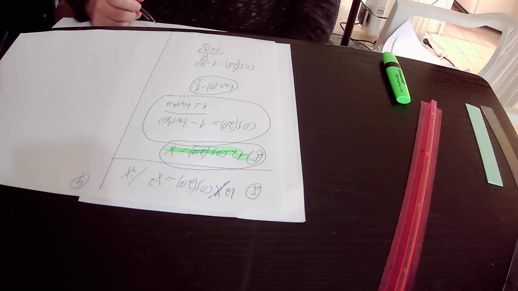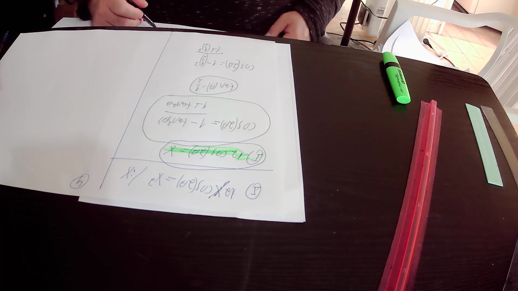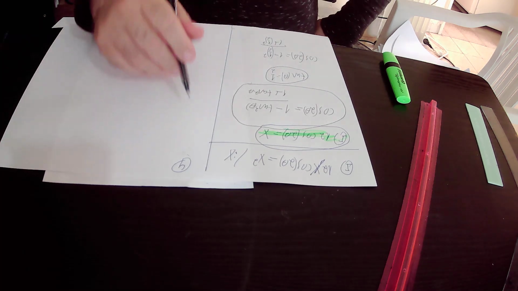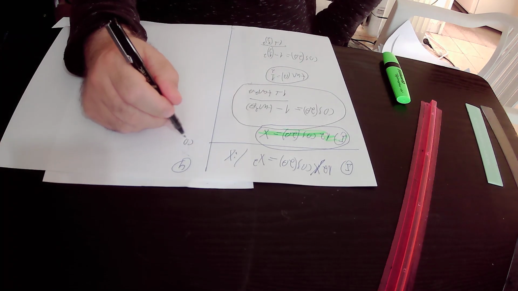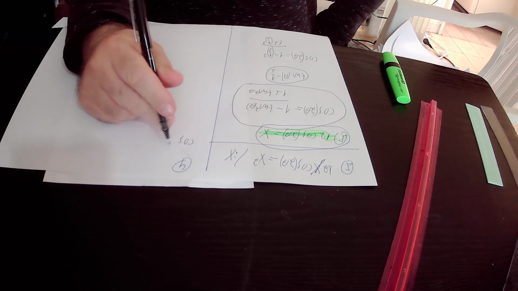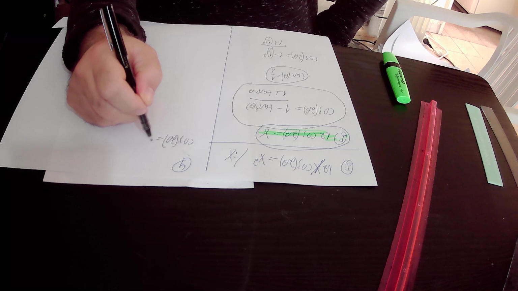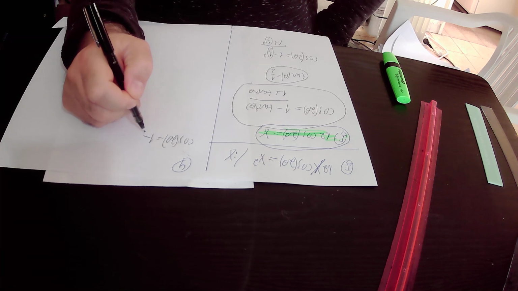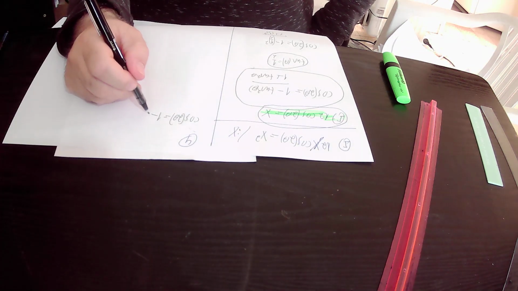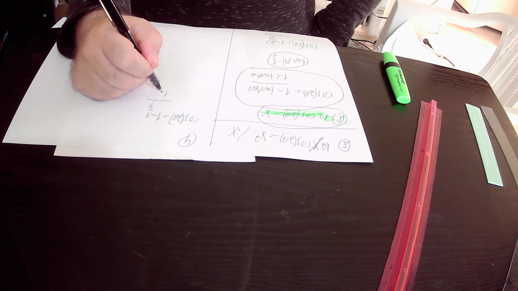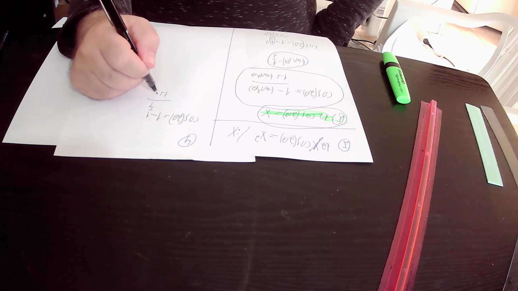And here 1/2 squared is 1/4, so I'll write it down. In conclusion, we found out that cosine 2 theta equals 1 minus 1/2 squared, which is 1/4, over 1 plus 1/2 squared, which is 1/4.